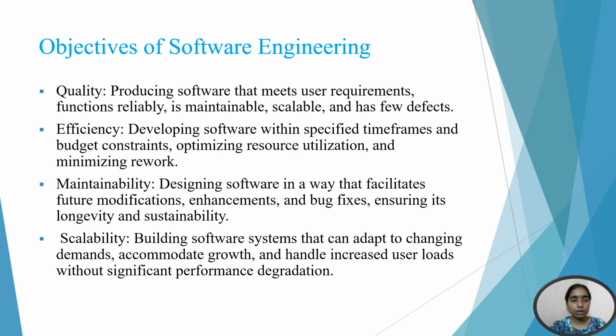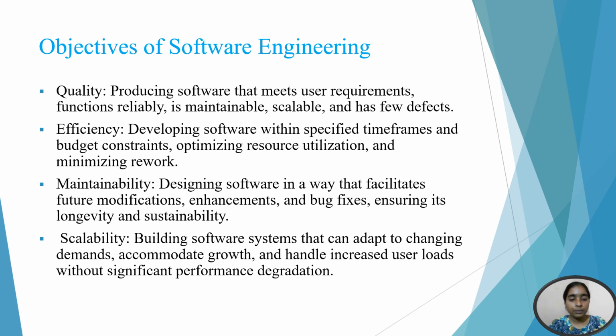In this slide, we can see the objectives that are required for software engineering. Firstly, quality, that is producing software that meets the user requirements, functions reliably, is maintainable and scalable, and has few defects. In efficiency, that is developing the software within specified timeframes and budget constraints, optimizing resource utilization and minimizing rework. In maintainability, that is designing the software in a way that facilitates future modifications, enhancements and bug fixes, ensuring its longevity and sustainability.